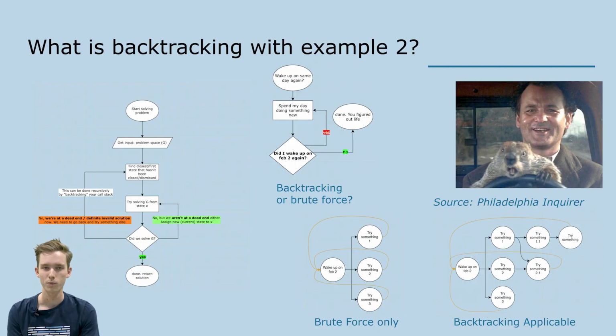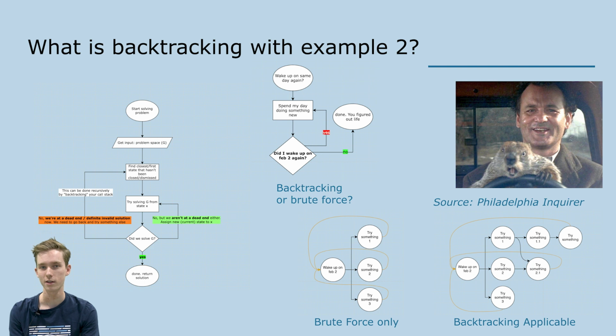Oui. That's modeled as brute force, the one down the bottom, where he wakes up on Feb 2 and then he tries something new each time. And the diagram to the right of the brute force diagram is the backtracking applicable diagram. That diagram has multiple partial solutions in the middle, for example, try something 1.0 or try something 1.1. Anything that's not a dead end is a partial solution which we can backtrack back to.